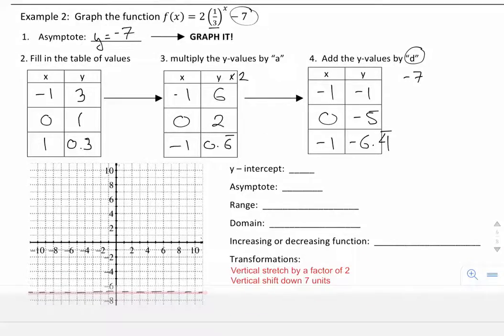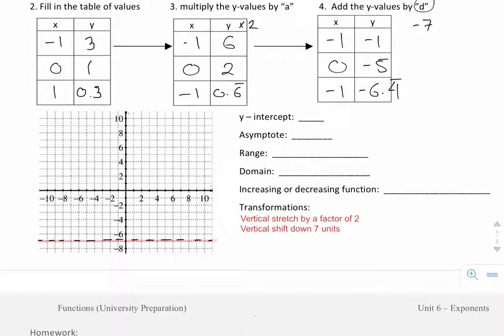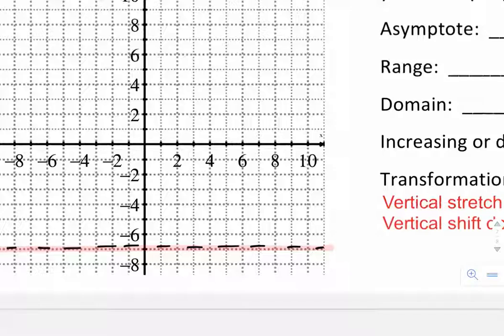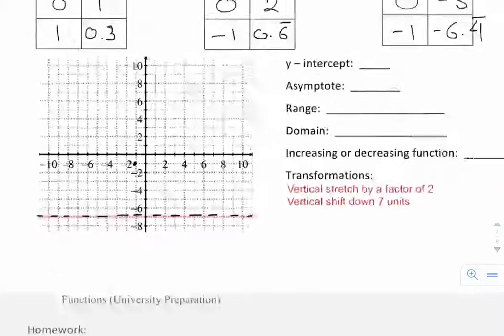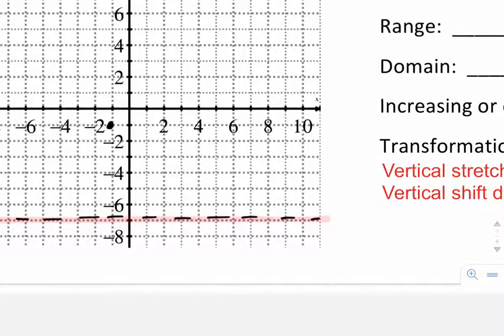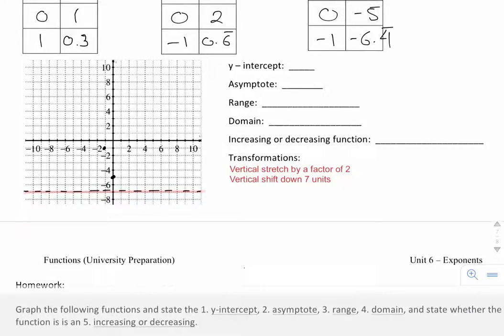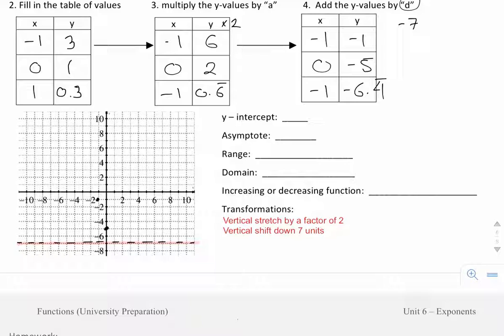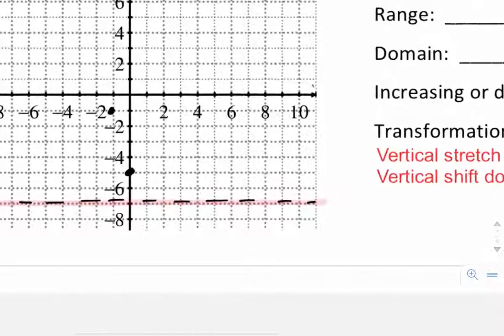So let's take a look at what these points are going to be on our graph. So -1, -1 is going to be back here. 0, -5 is going to be over here. And oh, there's a mistake here. It should be positive, positive. And finally, +1 is going to be -6.4, which is roughly, again, over here. And if I trace out these points carefully, I get a graph that looks like this.